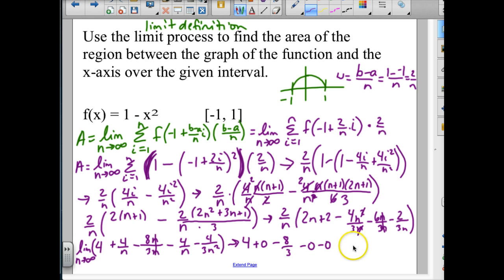So I have 4 minus 8 thirds. So common denominator, 12 thirds minus 8 thirds. I get 4 thirds. All right, that's a pretty long process. And I know we won't want to do a lot of those problems, so there aren't a ton of them on your homework, but just be very careful with your math.